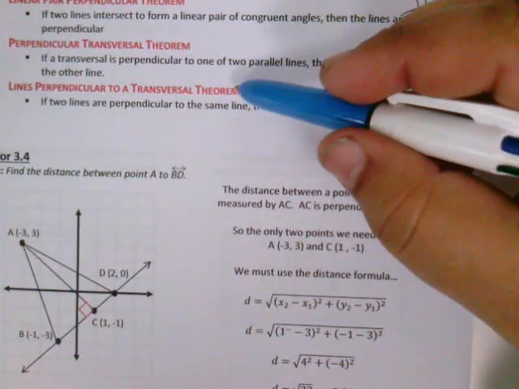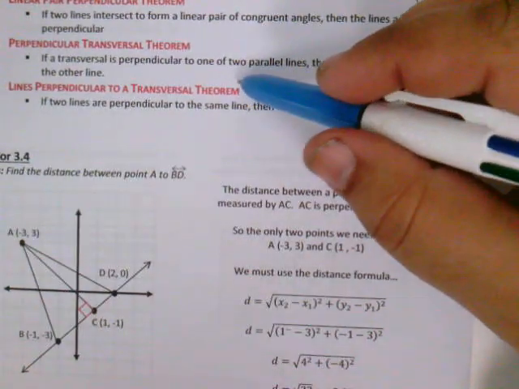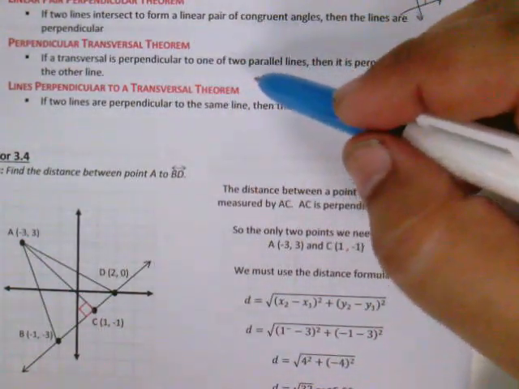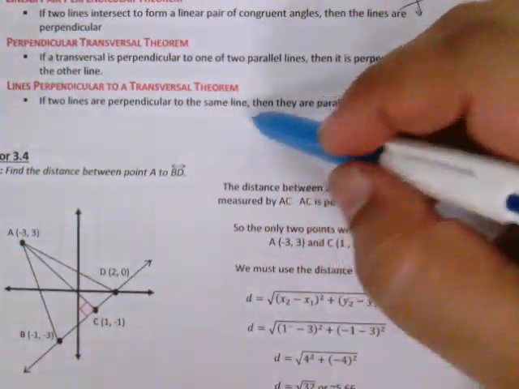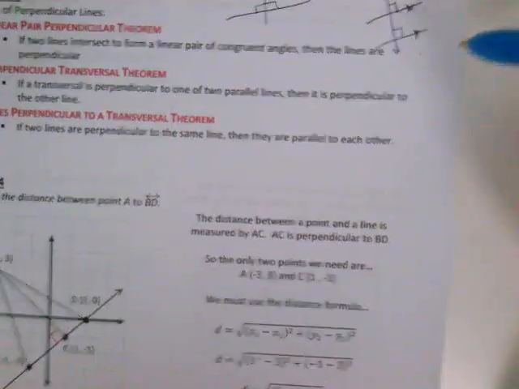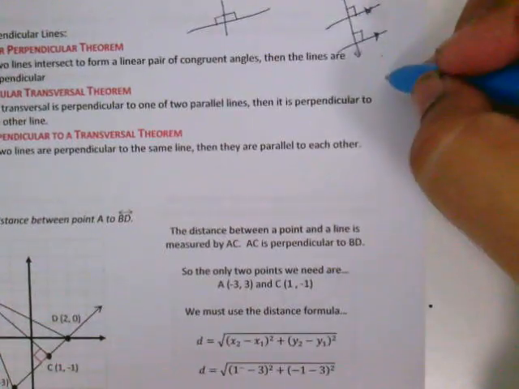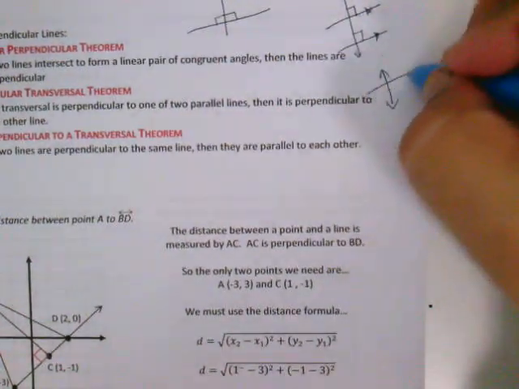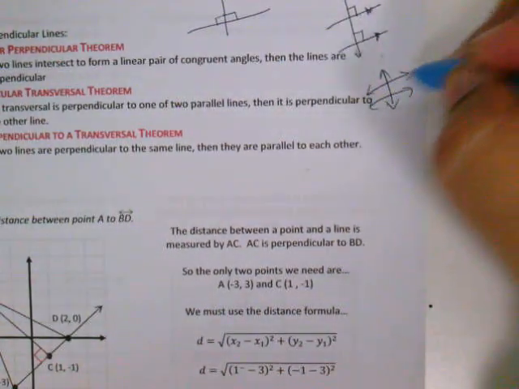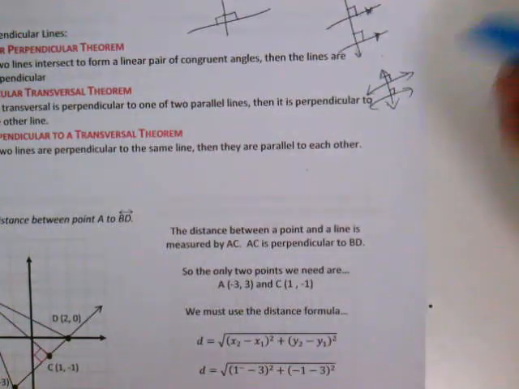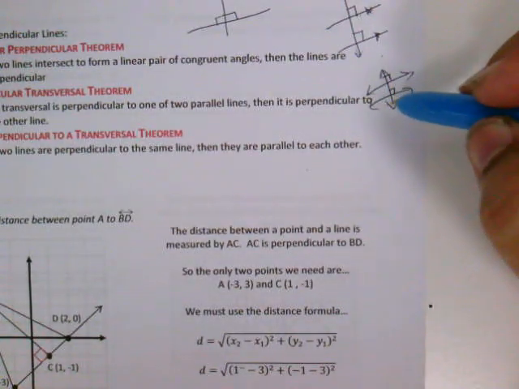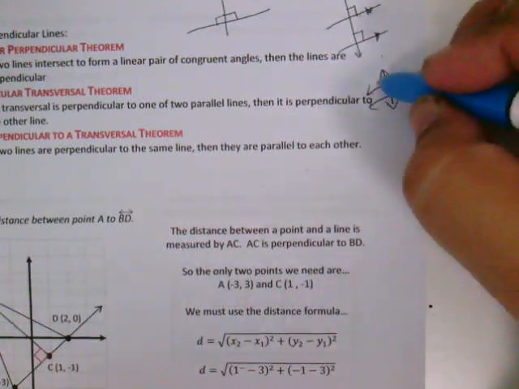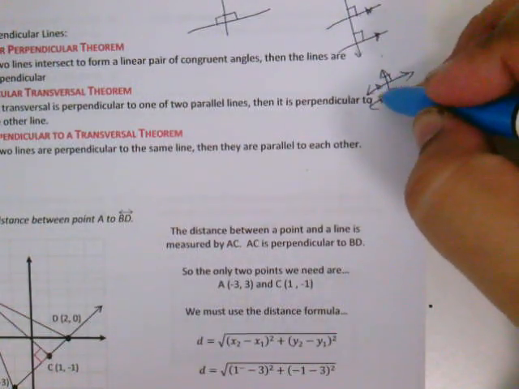Finally, lines perpendicular to a transversal theorem. See how they're very similar? They kind of confuse you, but use your notes. If two lines are perpendicular to the same line, then they're parallel. So it's the same idea here, right? If we got a line, we got two different lines coming across. It's perpendicular, perpendicular. It's two lines perpendicular to the same line. That's the situation we're talking about here. Then we can conclude it's parallel.